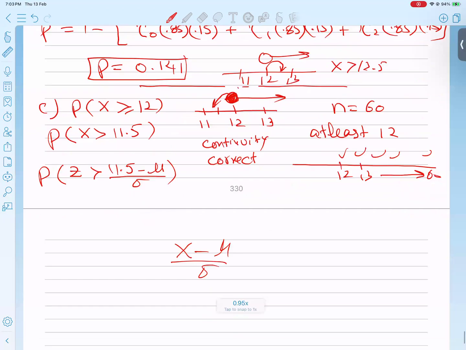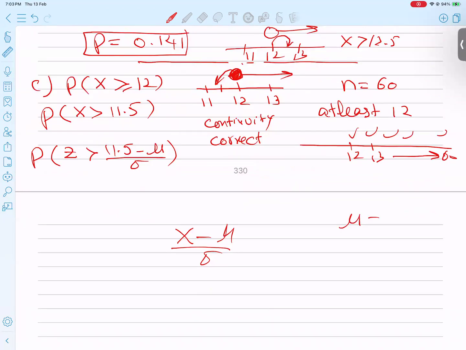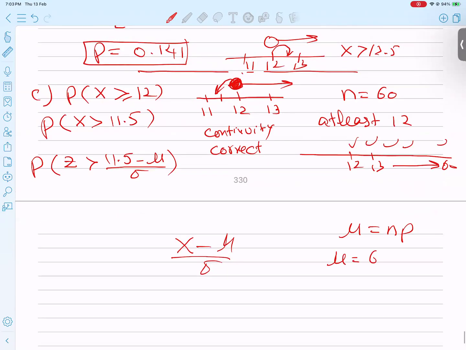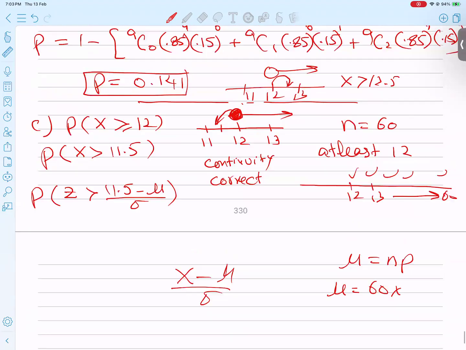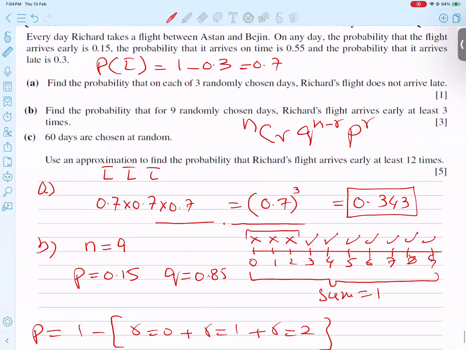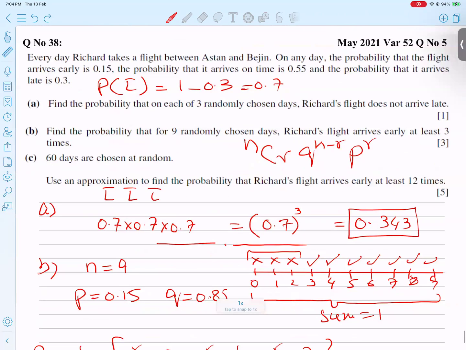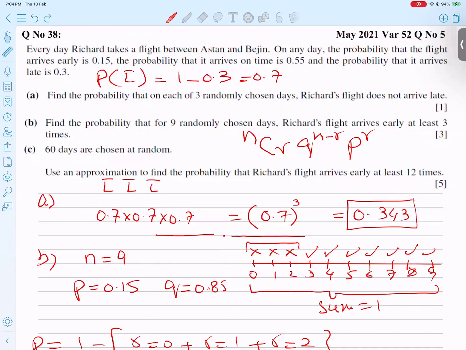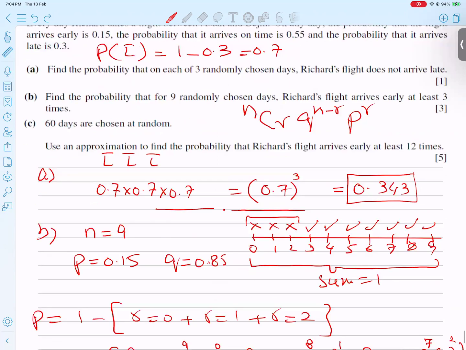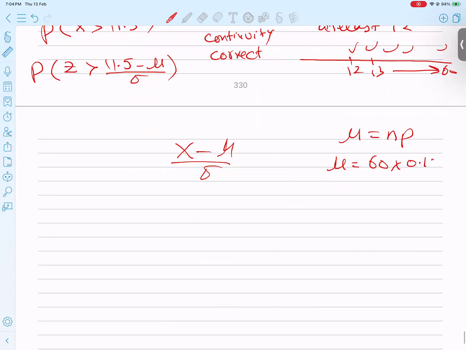Now a question comes: do we have a mean given? The answer is no. So the special formula is np. What is n, students? N is the total sample. Sample is 60. And for the probability of favor, we have to go up and check. He's saying at least 12 times, flights arrive early. Okay, this is my favor. Check it on top: flights arrive early is 0.15. So this is the p-value, 0.15.